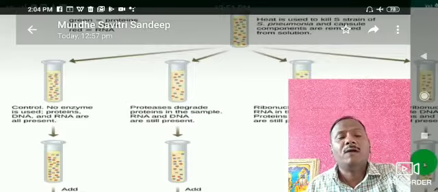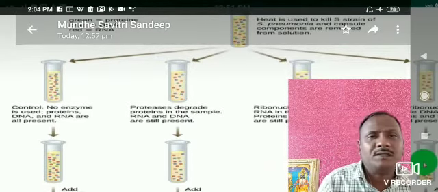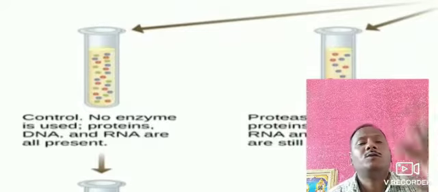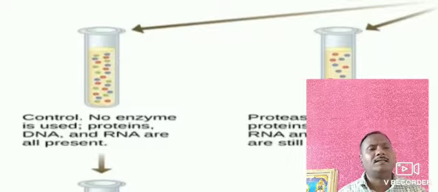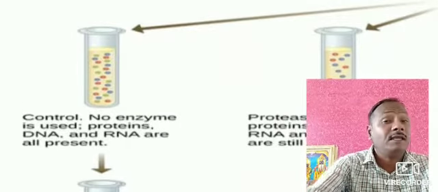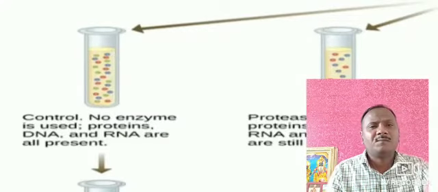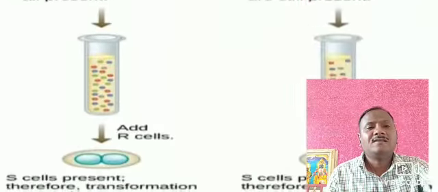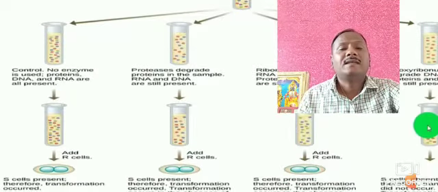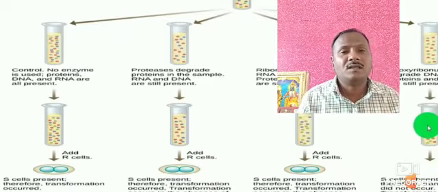So let us see one by one what they perform in their experiment. In the first tube, this is the control tube. Why is it called the control tube? Because there is no addition of any enzymes. Proteins, DNA, and RNA remain present. Within that, there is the addition of R cells.